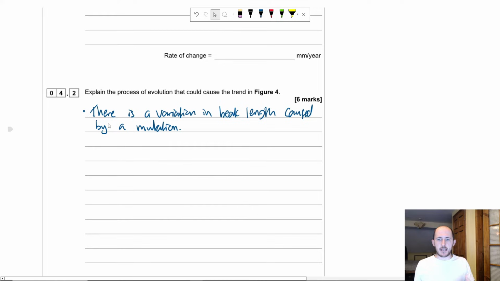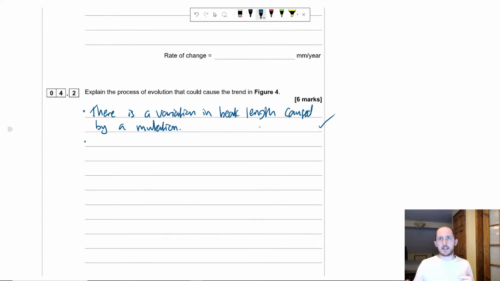Okay? So again, this could be anything you'd like. So if it's webbed feet, it could be eye colour, size of heads or whatever. But you have to say, for 1 mark, there's a variation caused by a mutation, okay? And that is vitally important, okay? Boom, 1 mark, nice.